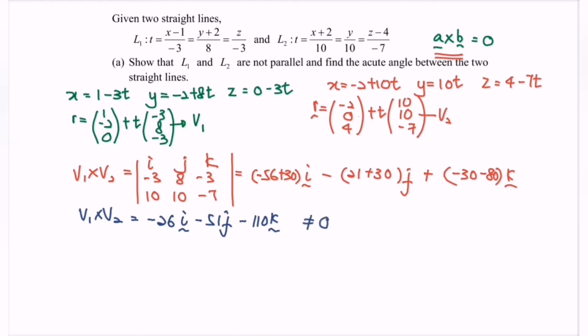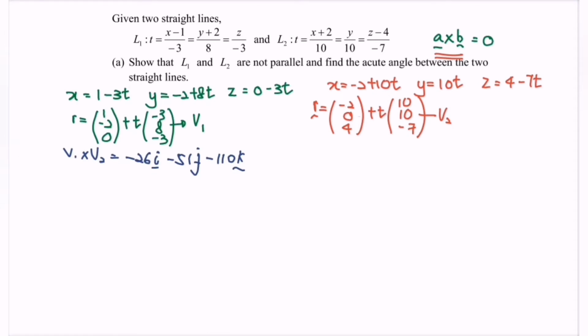So from here, what does it mean? It means that L1 and L2 are not parallel. So we already showed the situation.